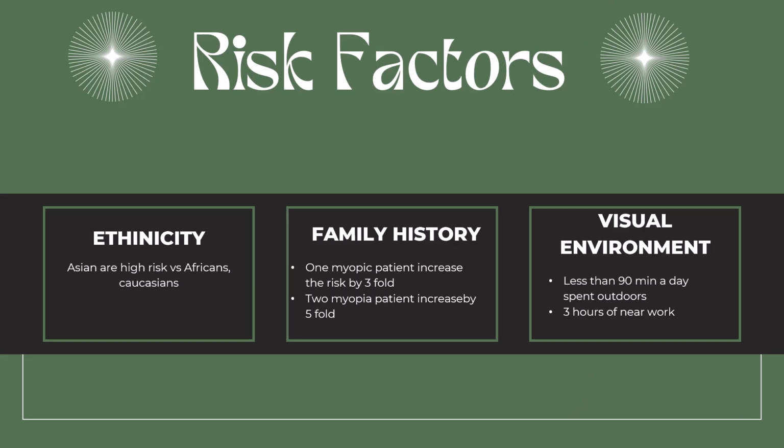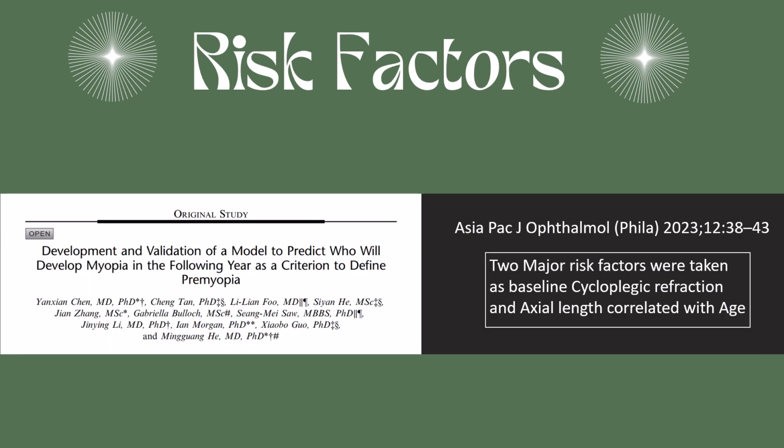So these are the risk factors. Ethnicity: Asians are at high risk, and we fall into Asian. Family history: if one parent is myopic, there is a threefold increase; if two parents are myopic, a fivefold increase. Less than 90 minutes a day spent outdoors, and more than 3 hours of near work contribute to the visual environment. These are the risk factors which would lead the patient to myopic progression, and gradually they will end up being myopes even if they are hypermetropes at this point of time. So this is what is truly pre-myopia.